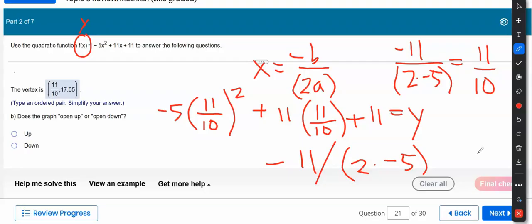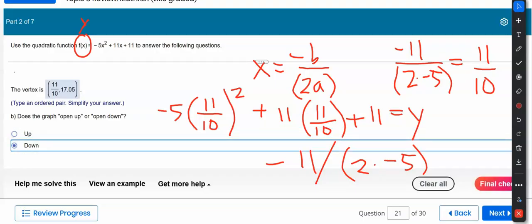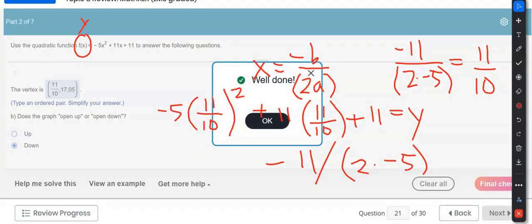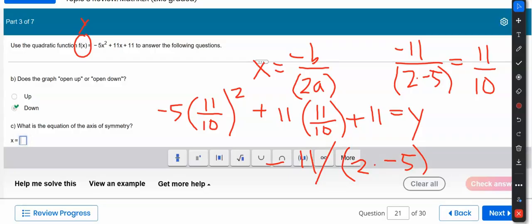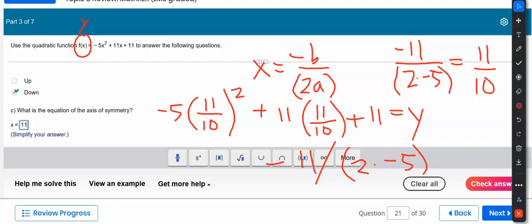So does the graph open up or open down? Up. Oh, down, because it's negative 5. There you go. You are correct. What is the equation of the axis of symmetry? X equals what? You've already figured it out. It's on screen right now. So 11 over 10. You got it. 11 over 10.